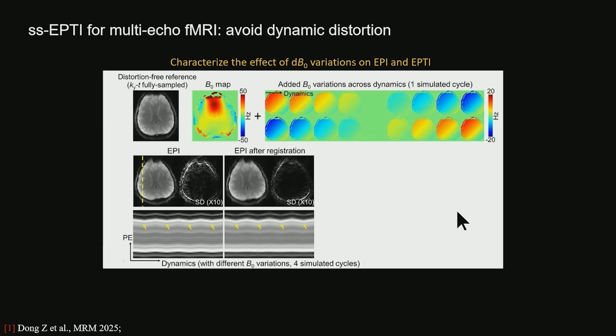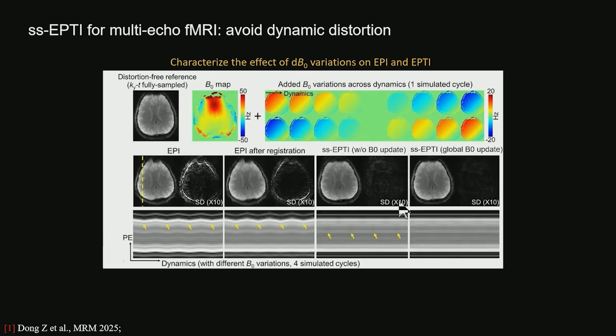This is a nice illustration for understanding the dynamic distortion and the effect of delta B0 variations on EPI and EPTI images, where we do a simulation and add very strong B0 variations on the images. And this is a plot of one column of the images across the dynamics with different B0. You can see that these geometric changes on the EPI images lead to high standard deviation on the image that cannot be mitigated well after the motion correction.